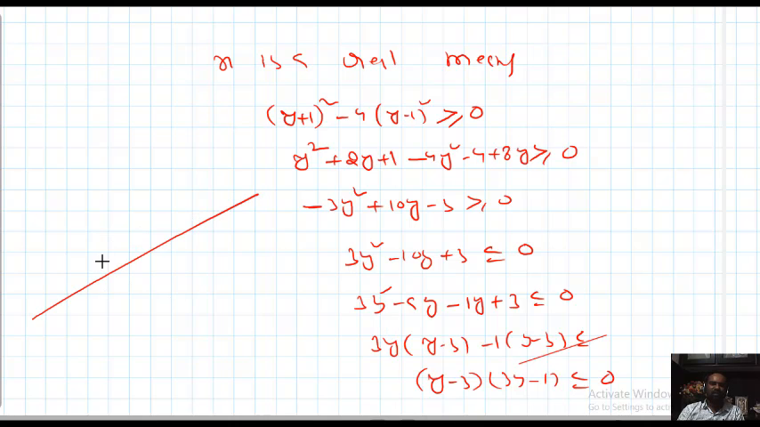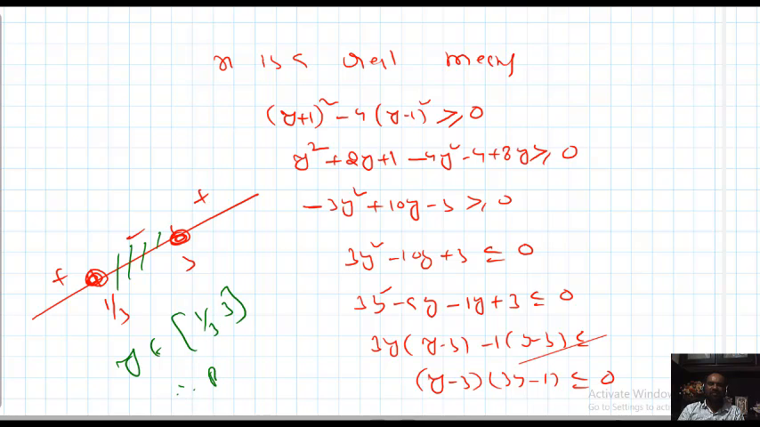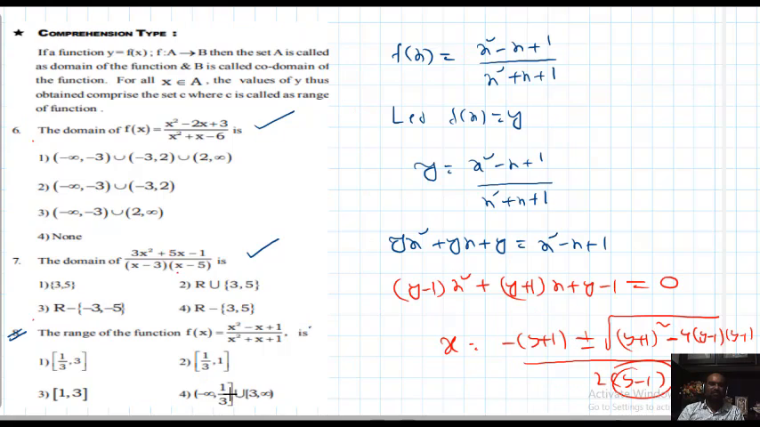Now we want to use the number line concept here. This is 1/3 and 3, with signs plus, minus, plus. Both endpoints will satisfy, but you want the negative sign, so this area is what you want. So y belongs to the closed interval from 1/3 to 3. Therefore the range of the function is closed 1/3 to 3. This is the correct answer for this.